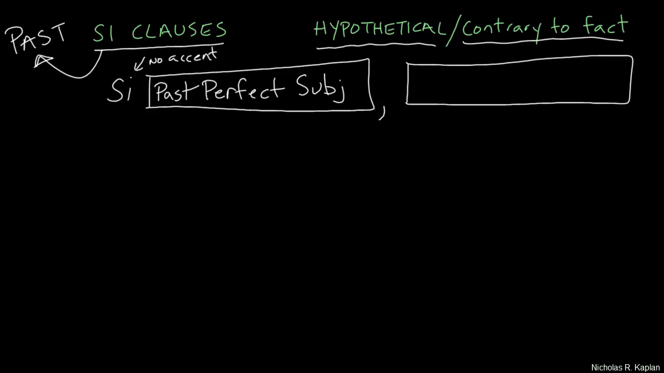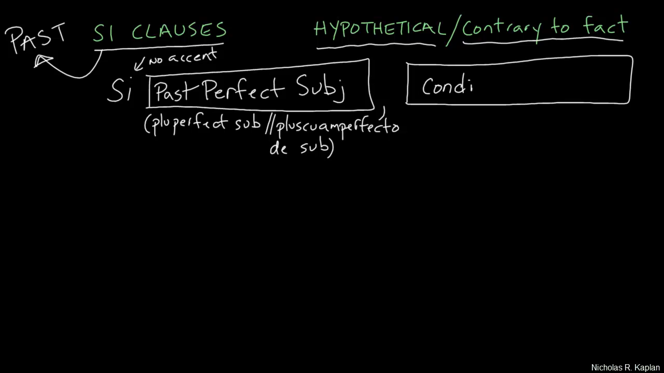Now this has some other names to it. You could call it the pluperfect subjunctive. Or if you were to do it in Spanish, you would have the pluscuamperfecto de subjuntivo. Then the second one we have is the conditional perfect. A key word that we can look at is the word perfect.